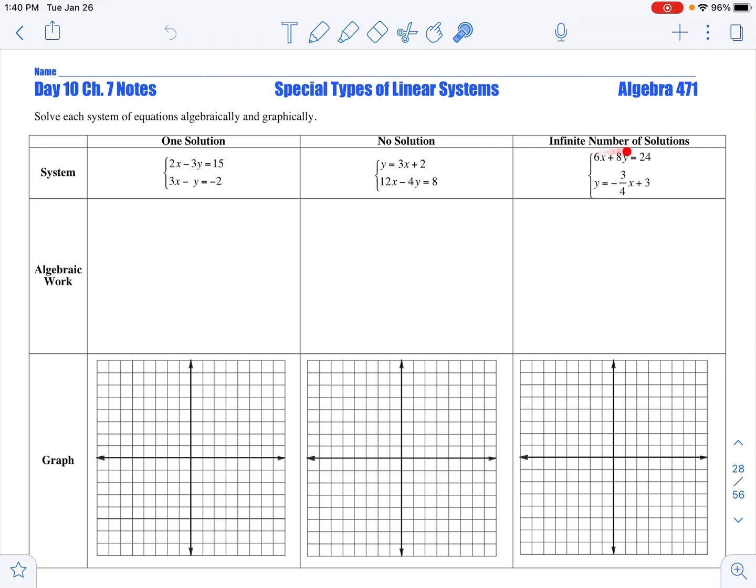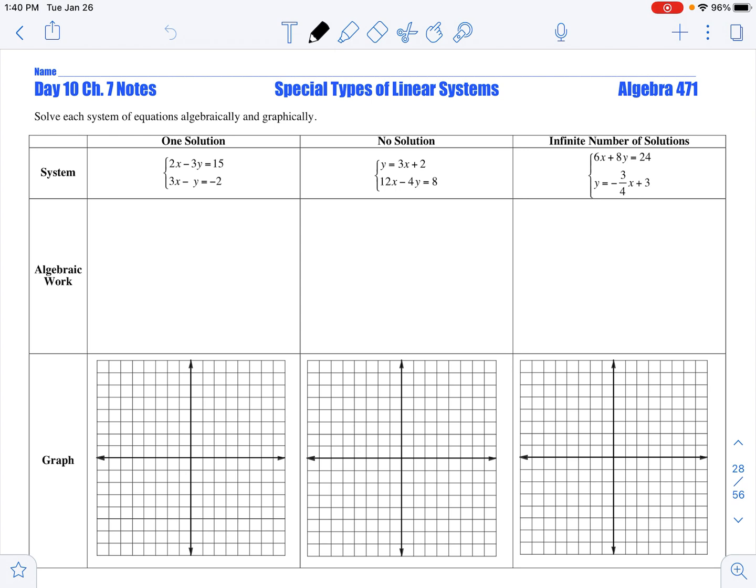We're also going to look at these other two situations. One is what happens when there's no solution. And the last one over there is what happens if there are infinitely many solutions. So let's start here with the first one. I'm going to solve this system here. Let's go algebraically by, let's say, linear combination.